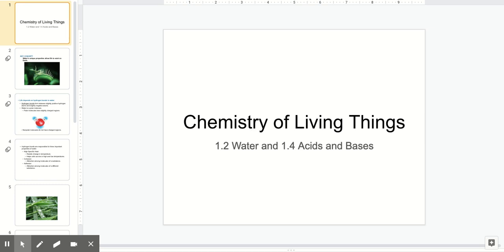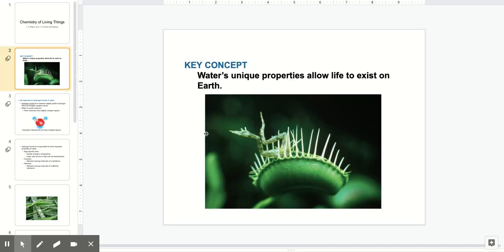Hi, everyone. Today, in talking about the chemistry of living things, we are going to take a look at concept 1.2, which has to do with water. Now, the idea of water is very familiar to us. We all drink water, wash our hands. We're familiar with it, but there's some very cool things about water that allow it to perpetuate life on our planet and sustain life on planet Earth.